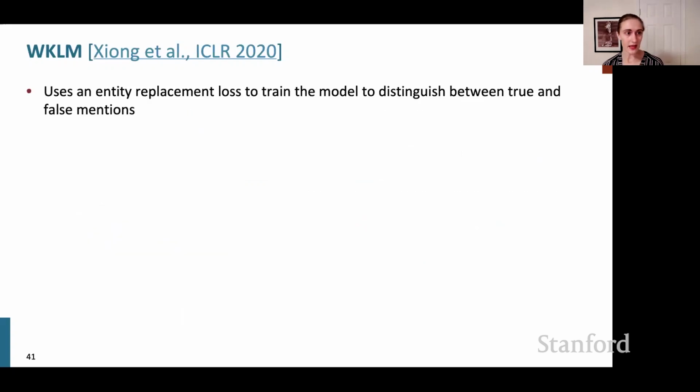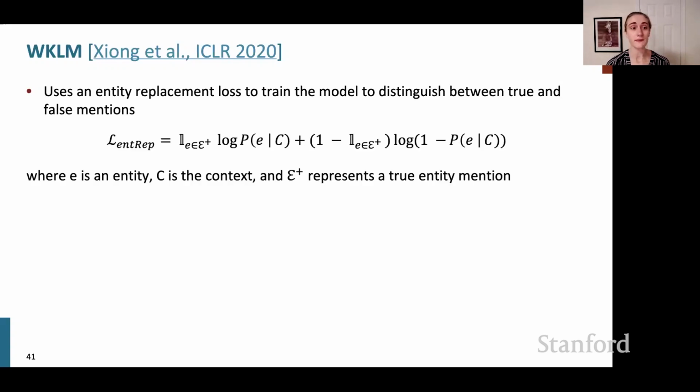Okay, so WKLM uses an entity replacement loss to train the model to distinguish between these true and false mentions. And this just looks like a binary classification loss where your true mentions are on the left and your false mentions are on the right. And you want to increase the probability P of E given C, so the probability of the entity given the context, for the true mentions and decrease it for the false mentions.